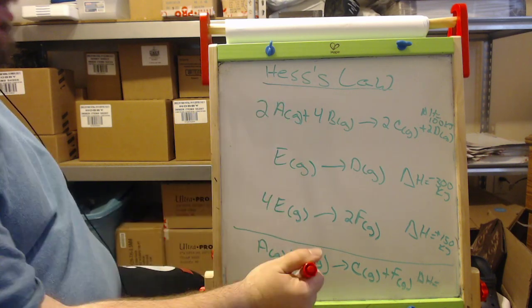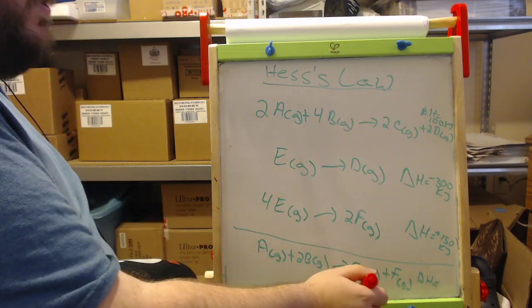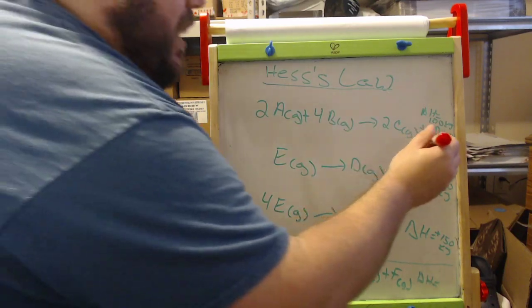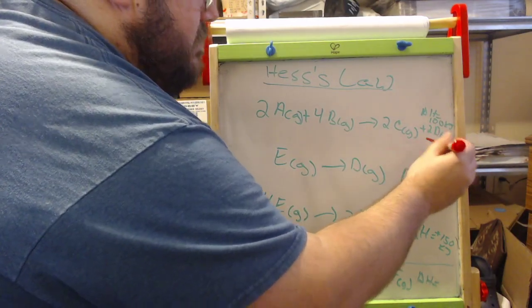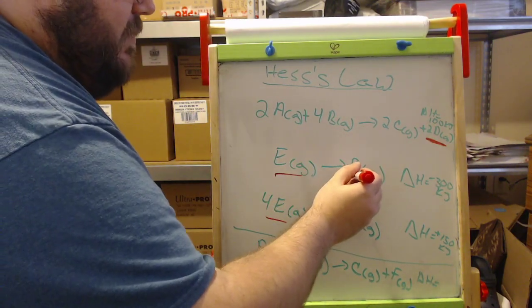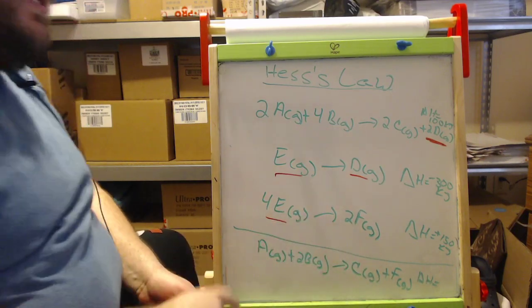Well, A is on the proper side, B is on the proper side, C is on the proper side, and F is on the proper side. So far, so good. But there is a problem. I have a D here. I've got a couple of E's on the same side and another D there. And there's no E or D down here.